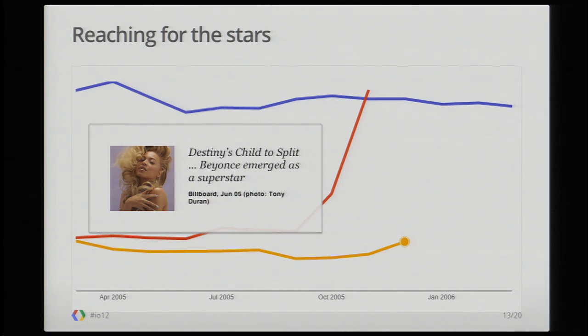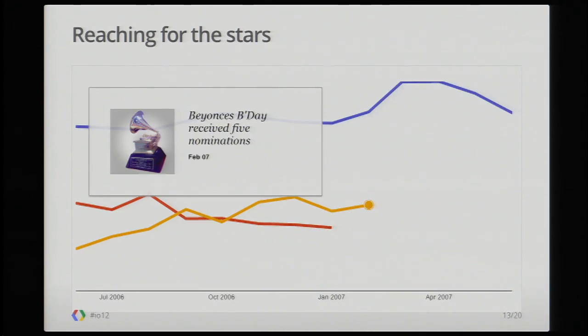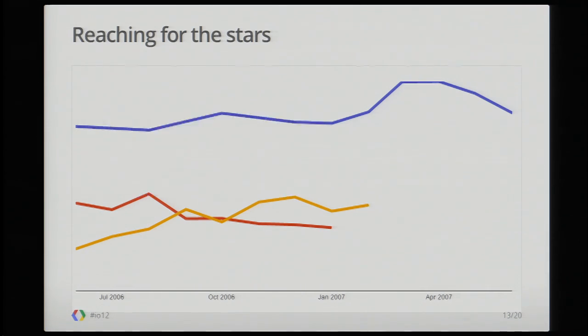So we have here Beyonce, a completely different generation of performer. Beyonce split from her band, Destiny's Child, and emerged as a superstar with her disc B-Day. And I really remember this as a tragic day when I saw Beyonce pass my beloved Madonna in Google search, and going on to receive 5 Grammy nominations.